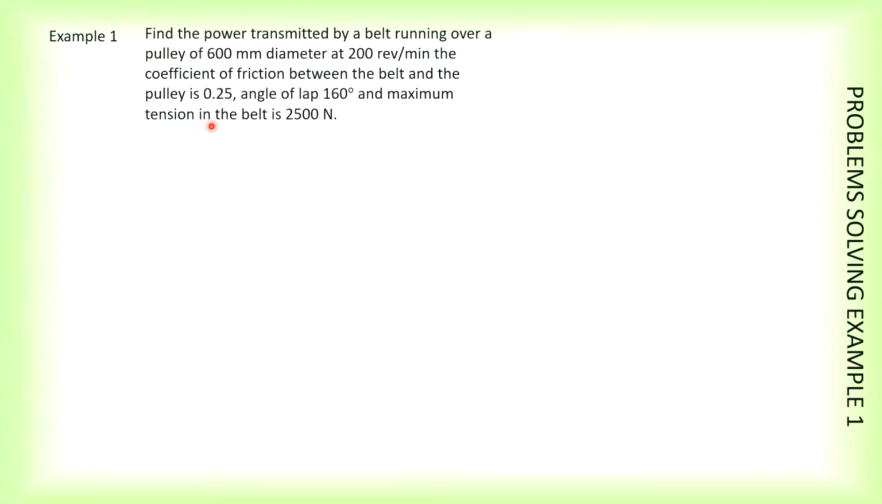They say maximum tension means the tight side tension. So you have the maximum tension T1, or the tight side tension, as 2,500 Newton. And the diameter of the pulley is 600 millimeter, which is also equal to 0.6 meter.